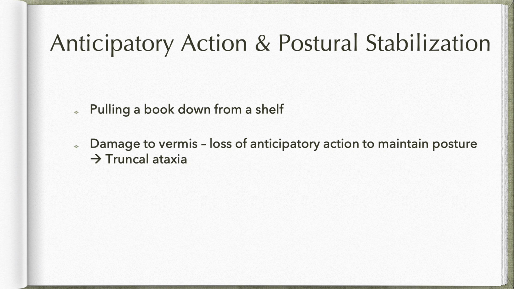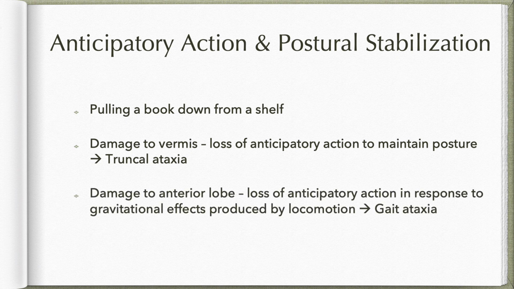Now, anterior lobe is also involved in anticipatory action, but that is in response to the gravitational effects produced by the locomotion. This control is mediated through the cerebellar output to the reticular formation and then through the reticulospinal tracts. So damage to the anterior lobe will also result in loss of anticipatory action, but that is in response to locomotion, and that will result in gait ataxia, where the patient reels to the side of the lesion or exhibits a classical cerebellar staggering or drunken gait.